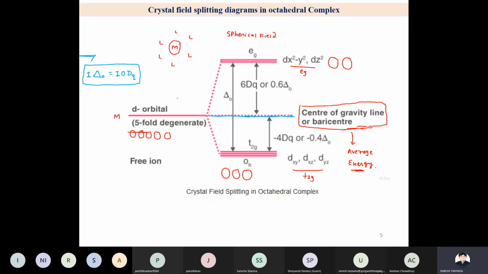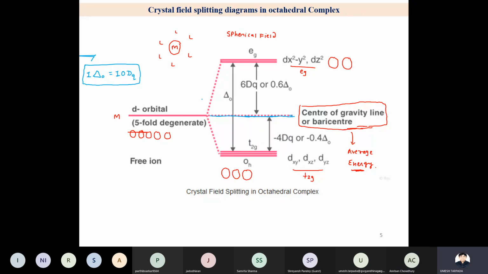Now the eg set's orbital energy increases. So by what amount does it increase? कितना Dq है? The question: please repeat. For the eg set of orbitals, its energy increases by how many factors? By how many Dq? 6 Dq. Yes, it is by 6 Dq.